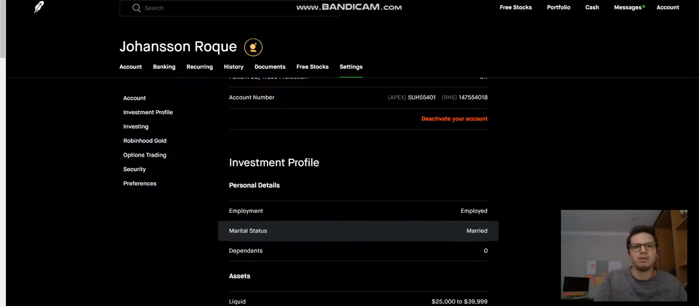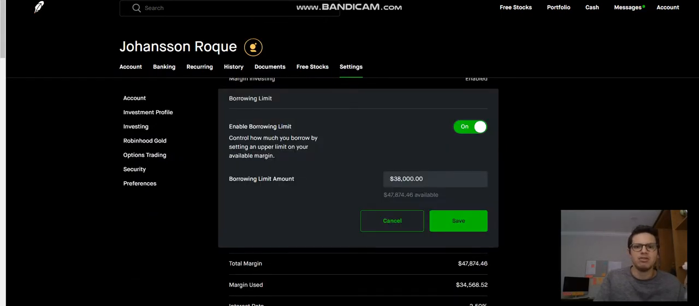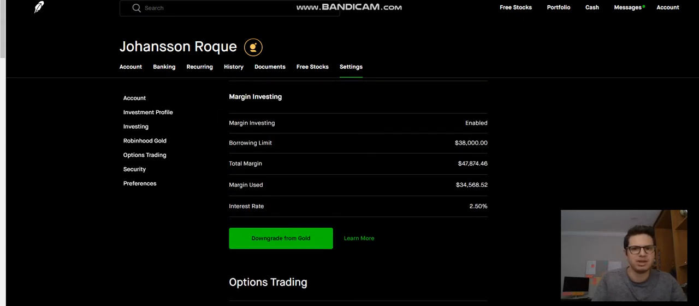If I wanted to update my borrowing limit, I can choose, instead of $38,000, the $47,000 I was just talking about. That's the max I can use from a margin based on my market value. If my market value goes from $65,000 to $70,000, $85,000, $100,000, this is going to grow as well, and I'll be able to use it more. But right now I have it at $38,000, right?